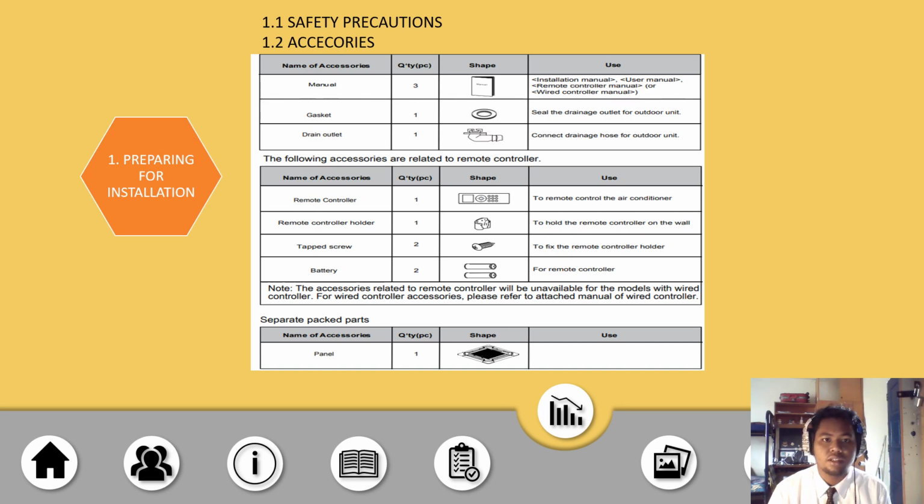Next, we need to find the accessories. As you can see on the slide, there are many accessories for the air conditioning. There is a manual, gasket, drain outlet, remote controller holder, tapered screw, and battery. For the separate packet parts, there is panel, and you can see the shape of the panel.